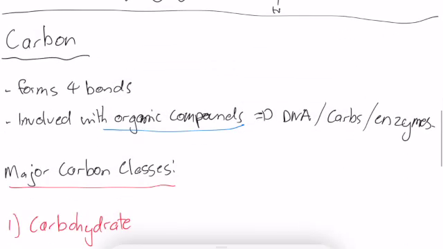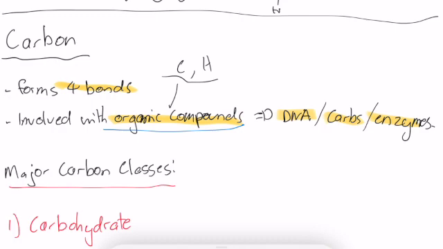Now I'm going to move on and talk about carbon and why it's so essential in metabolism and in daily life. So it forms four bonds, which is important because it shows the molecules that it can form with or it can be a part of. It's involved with organic compounds, so that's with the presence of carbon and hydrogen. And we know it's seen in things like DNA, carbohydrates, enzymes, and much more structures.